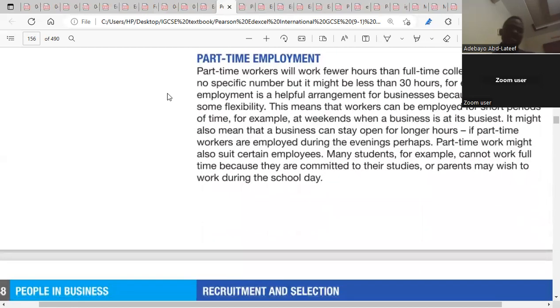All right, we go to part-time employment. Part-time employment means that the individual or the employee would not be working for the whole week. He or she will only be working for a few hours a week. That is part-time. Is part-time clear?